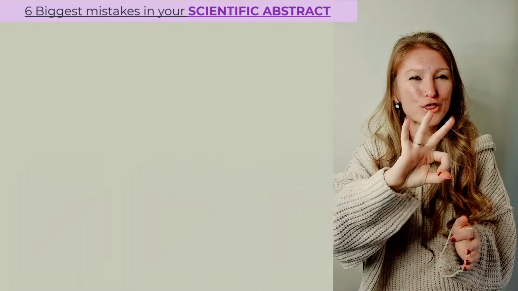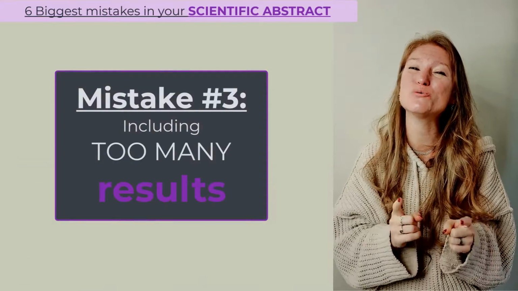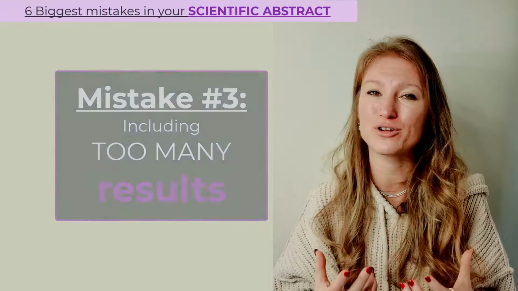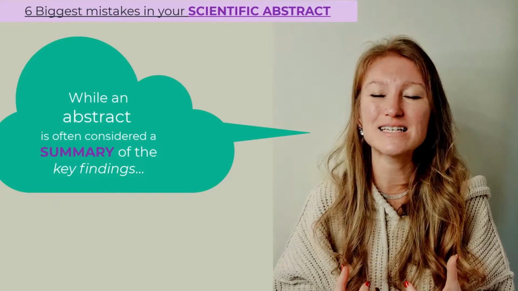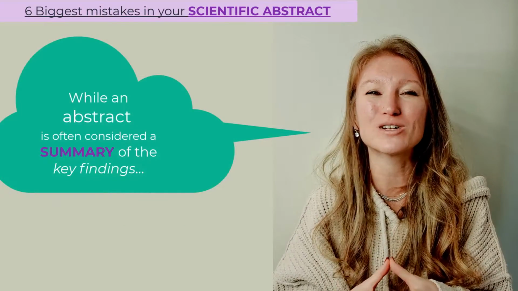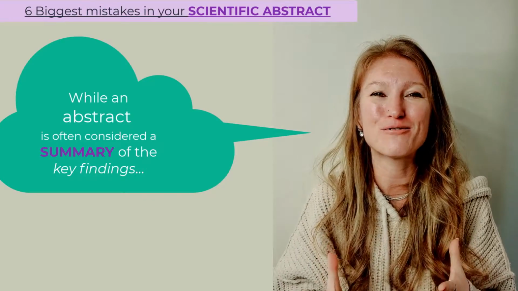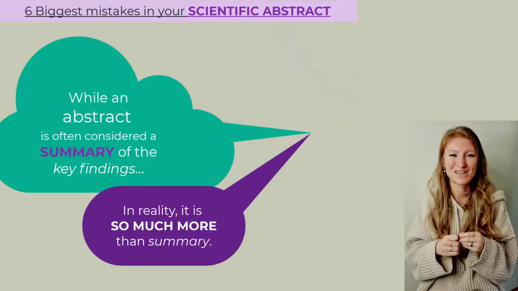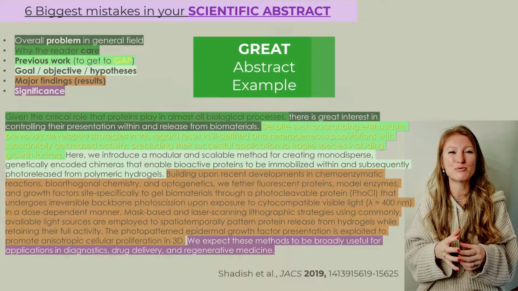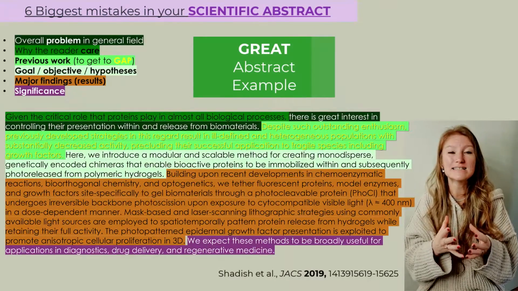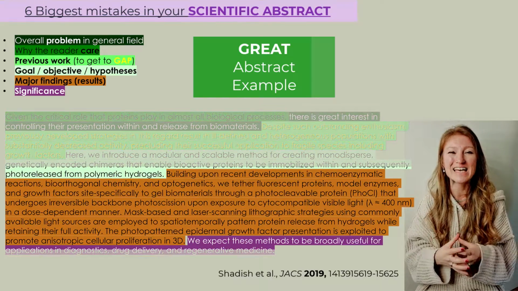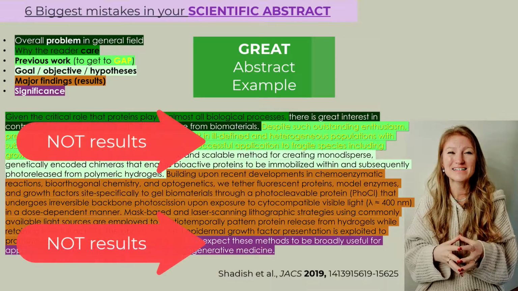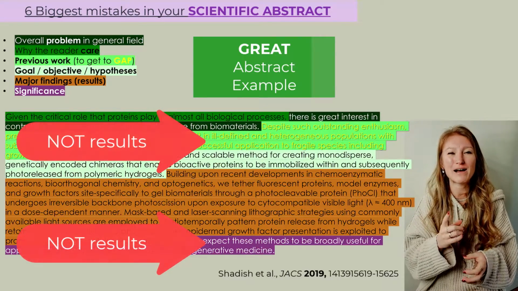Mistake number 3, including too many results. An abstract is sometimes considered a summary of the findings, which would indicate that the majority of the abstract would consist of summaries of findings. However, an abstract is so much more than that. So notice how in this example, while the summary of the results is the biggest overall section, it is not the vast majority of this abstract. In fact, it really only makes up about half the story.